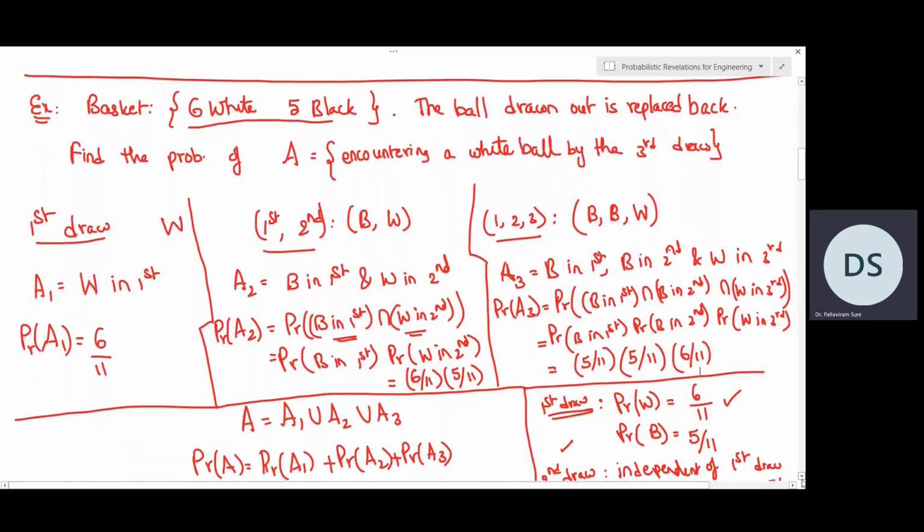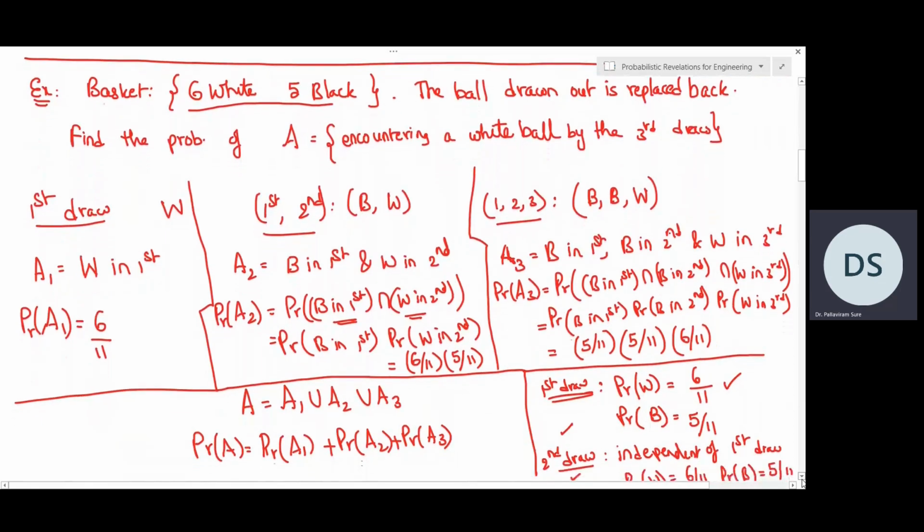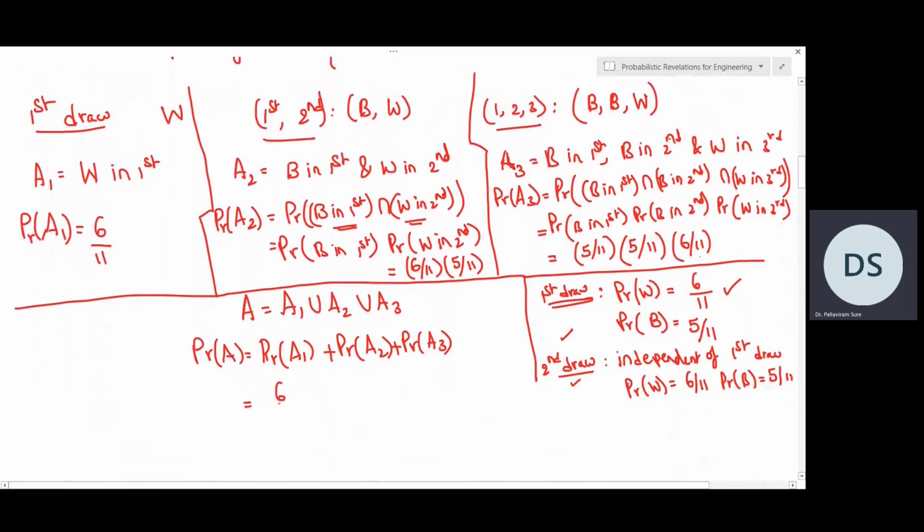So now calculating the final answer of the total probability of A, we can write this as 6 by 11 plus 6 by 11 into 5 by 11, and this is 5 by 11 multiplied with 5 by 11 again multiplied with 6 by 11. So this is the overall probability of A.